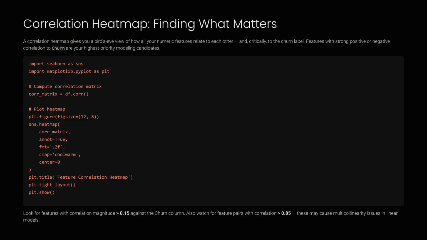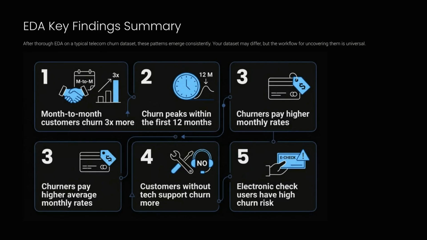A correlation heat map provides a bird's-eye view of how your numeric features relate to each other and the churn label. Prioritize candidates that show strong positive or negative correlations. This summary of EDA findings highlights common patterns in telecom churn. While every dataset is unique, the workflow for uncovering these insights remains consistent across projects.